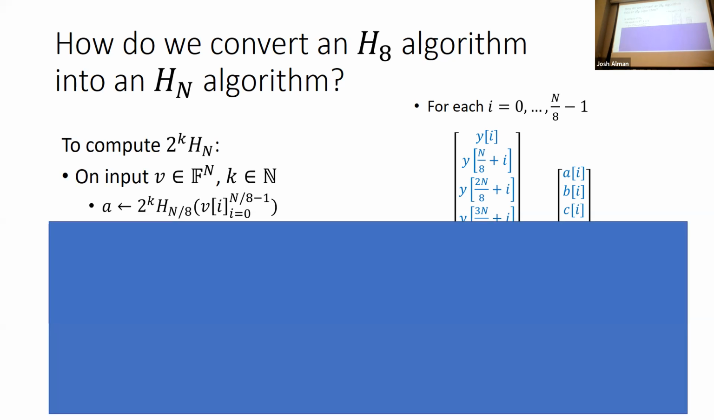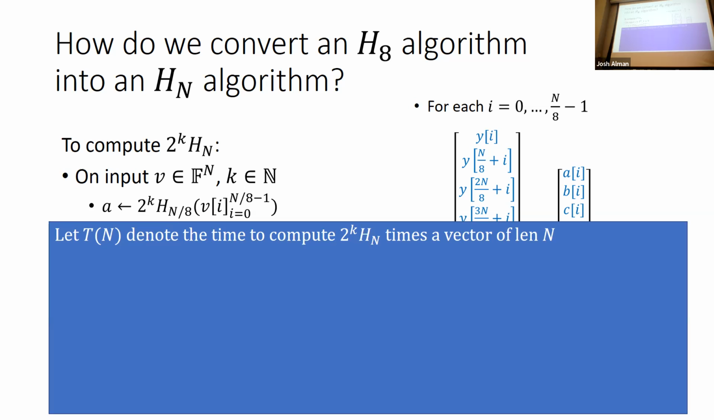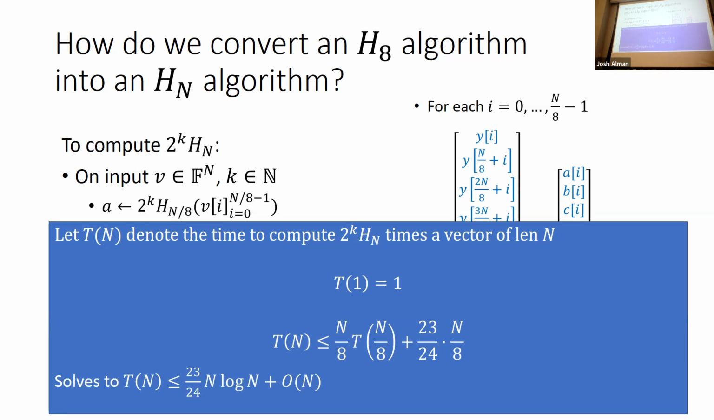So we get the recursion that, if T of n is the number of operations to compute 2 to the k times Hn for any k, like you can think of it as the max over all k or something like this. Well, T of 1 is 1, so you have to compute 2 to the k times your input, which you can do with one operation. And then we get our nice recursion using the thing that I've hidden behind this blue box, which is that to do size n, you do n over 8 calls for a size n over 8 plus 23 over 24 times n over 8 operations to do this algorithm over here. And you solve this and you get 23 over 24 times n log n operations for the whole thing.